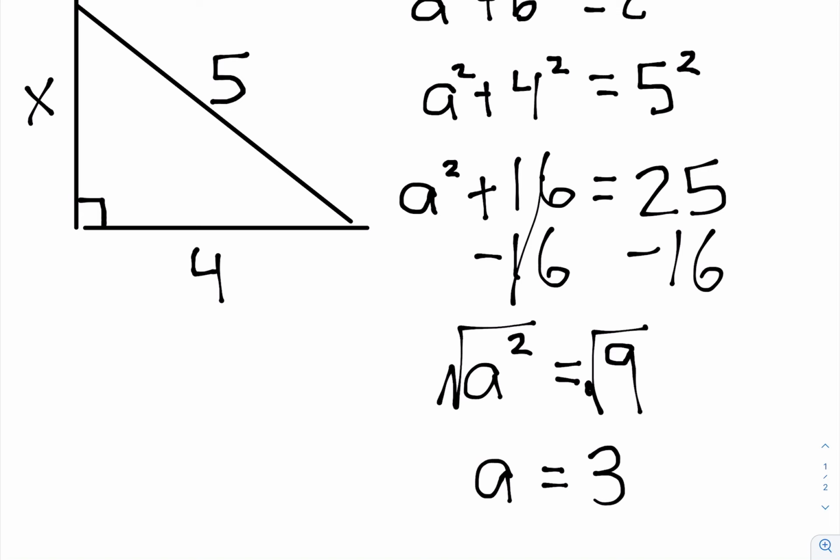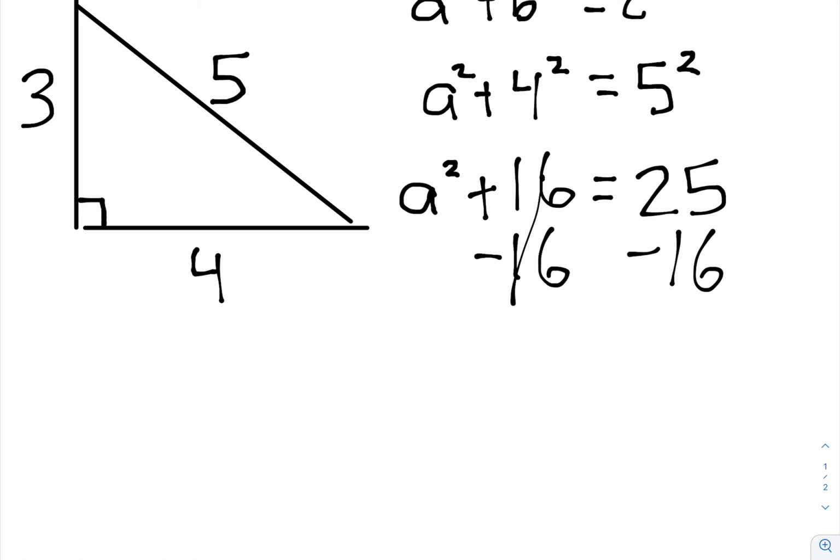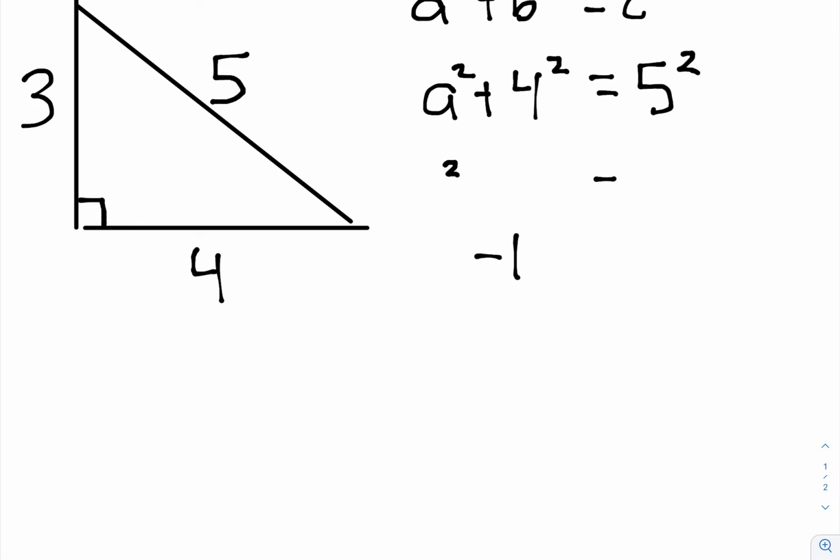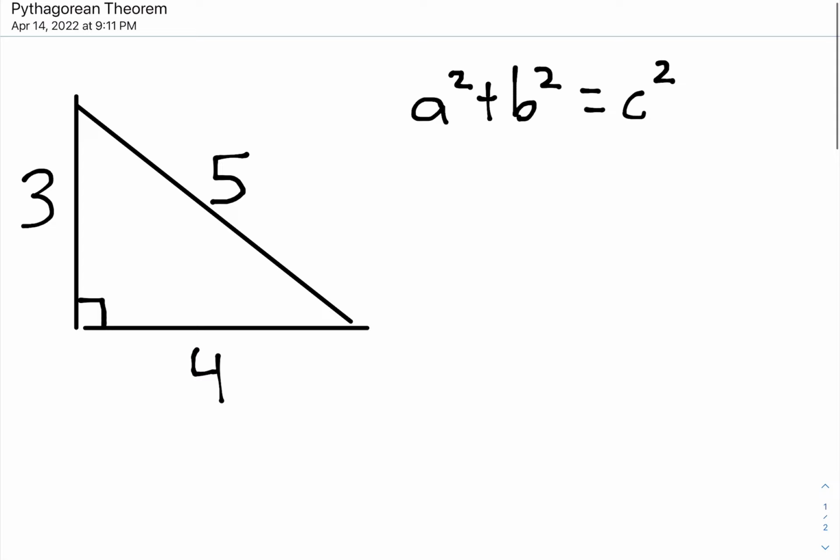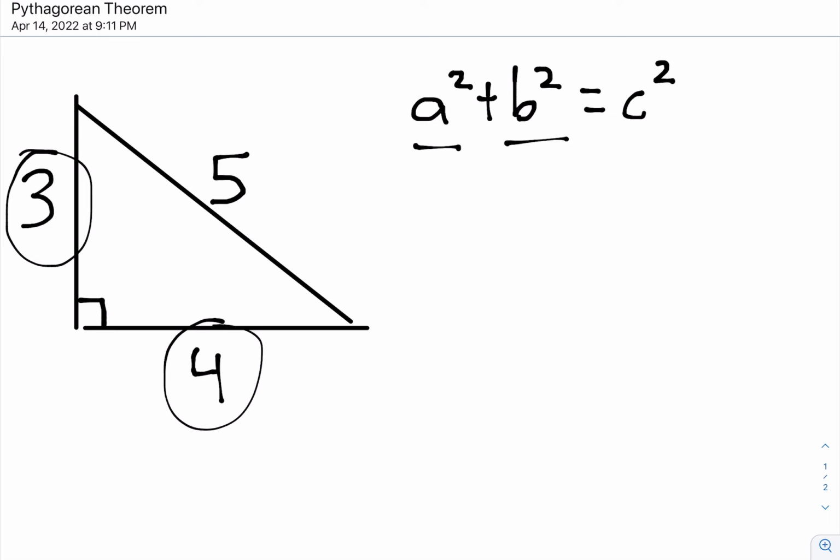Okay, so instead of X now, we can just write 3 here. And to make sure that we're right, we can plug it back into the Pythagorean theorem and see if it all lines up. So if we're right, the square of this side, A squared, plus the square of this side, B squared, should equal the square of this side, the hypotenuse, C squared. So let's just plug it in and see.